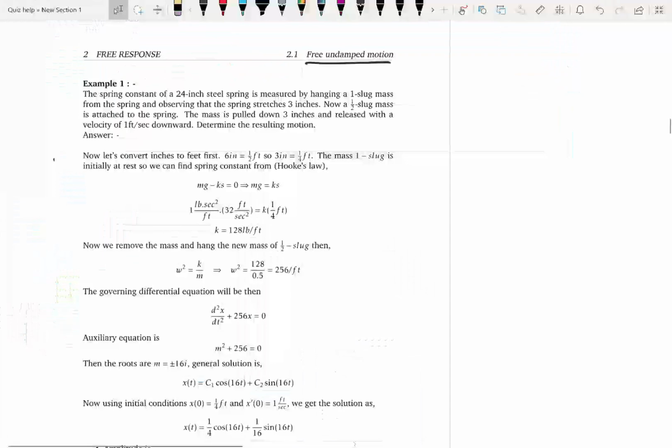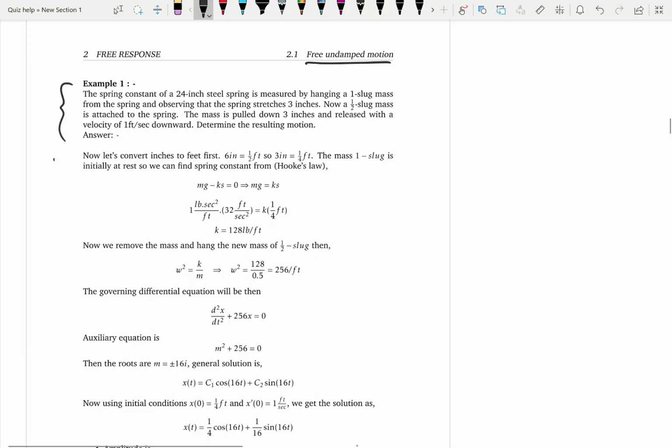Alright, so let's see an application or an example of free undamped motion that we discussed in the last video. Now we have to read the question very carefully, and the units are very tricky in these types of problems. Okay, so let's read the question carefully.